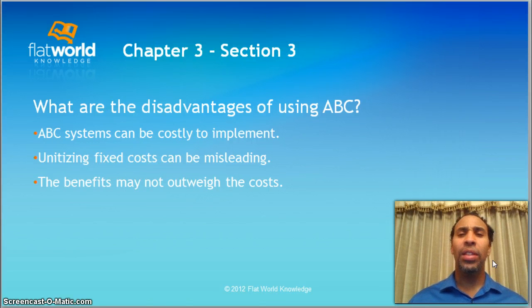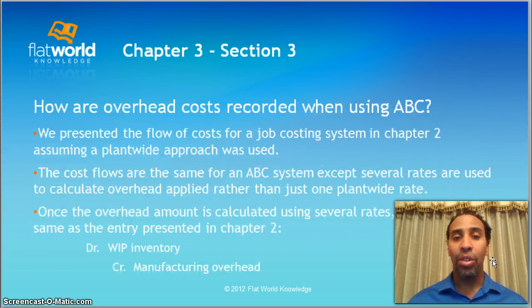So what are the disadvantages of activity-based costing? The system can be costly to implement. It costs a lot of money. It takes some time to do so. Unitizing fixed costs can be misleading, and the benefits may not outweigh the cost. So, if it costs more than the benefit, then you probably shouldn't do it.